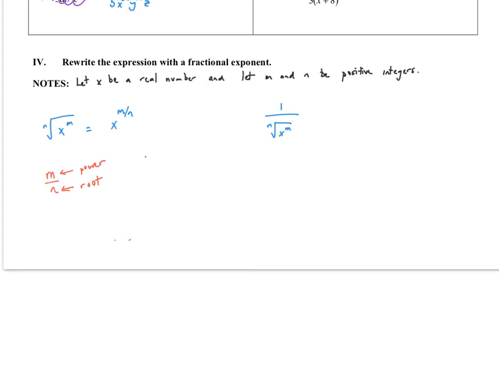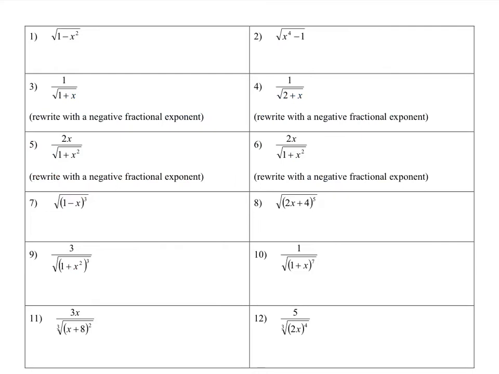Now, when we see 1 divided by the nth root of x to the m, we need to rewrite that as well. That's equal to 1 divided by x to the m over n. We can write that with a negative exponent. Just remember to take this, move it into the numerator, and make the exponent negative. We will get x to the negative m over n. So now we'll do some of the odds. Number 1, the square root of 1 minus x squared. That's the same thing as 1 minus x squared to the 1/2 power.